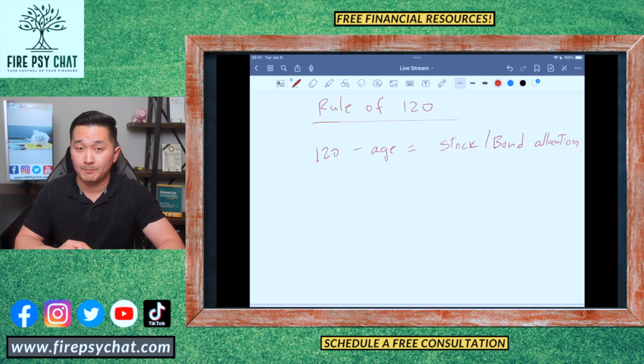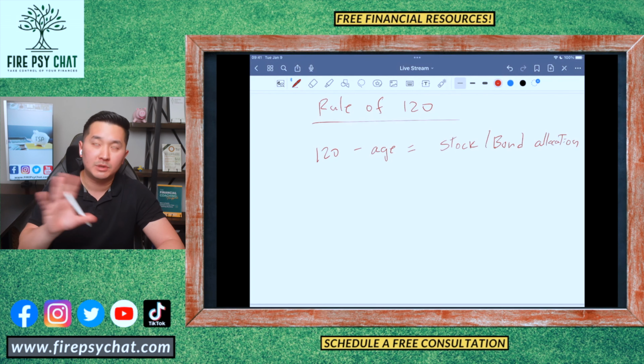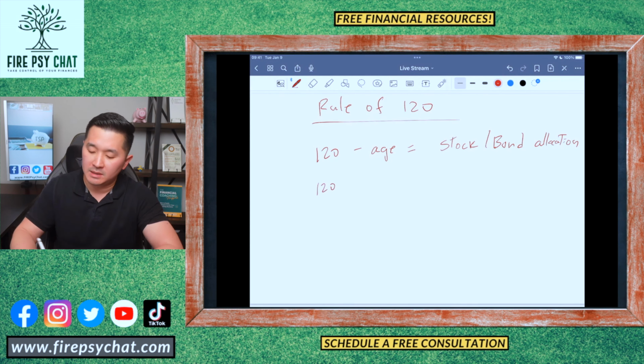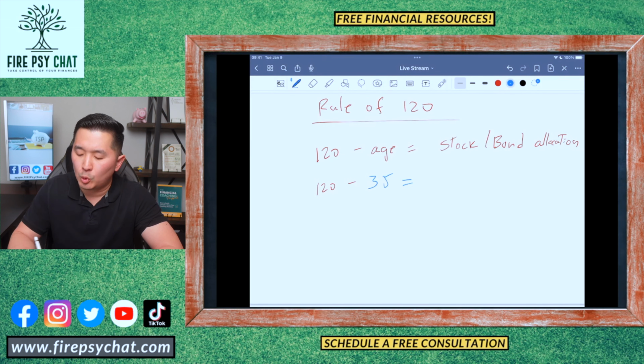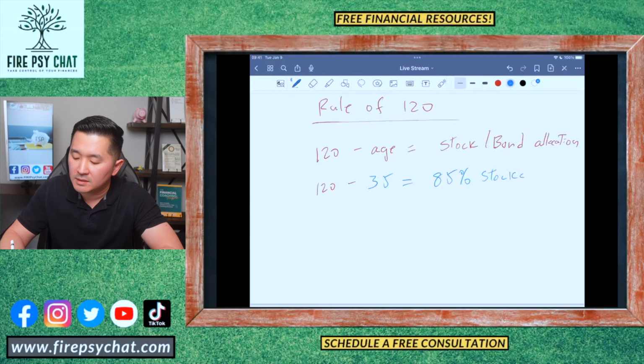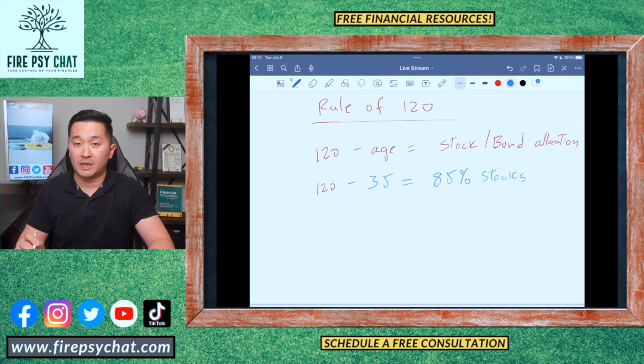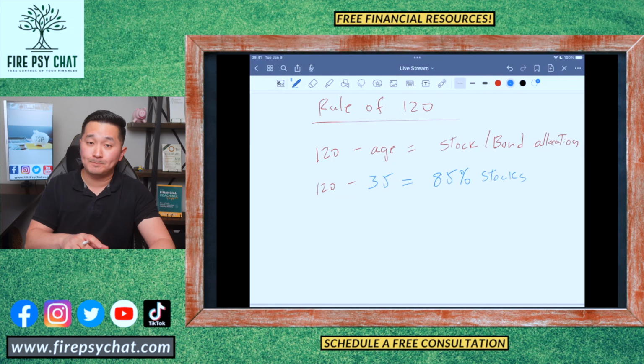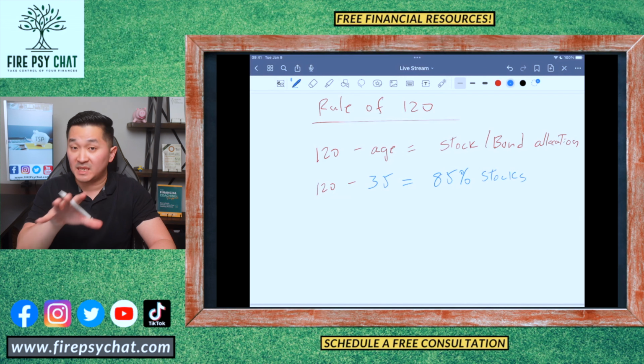This is not financial advice, but this is a very good starting point if you don't know how much you should allocate. So let's say you're 35 years old. Then it's 120. You know what? I don't like red. Let me go to blue. Red means threat. 120 minus 35 gives you 85, so that will be 85% stocks. That will be the allocation. So that gives you 85% stocks and 15% bonds.